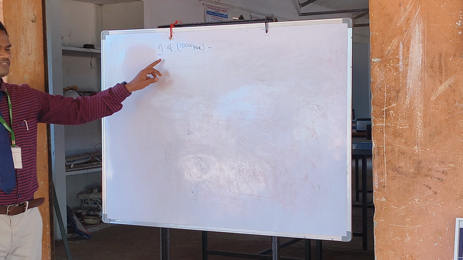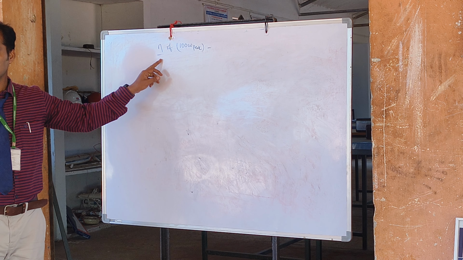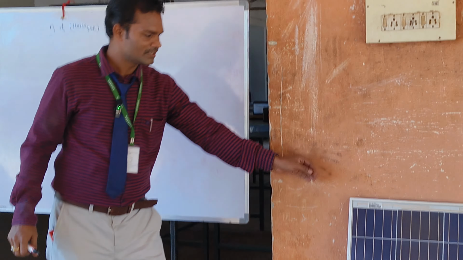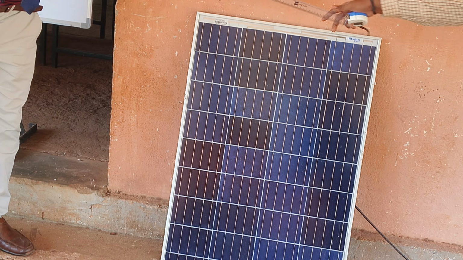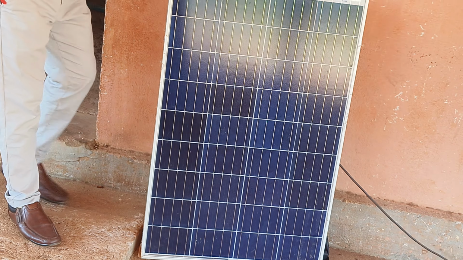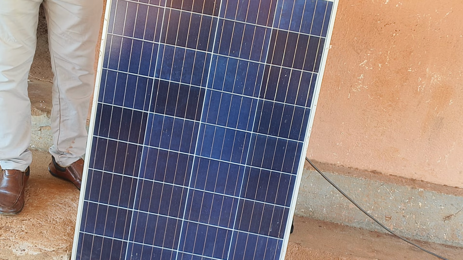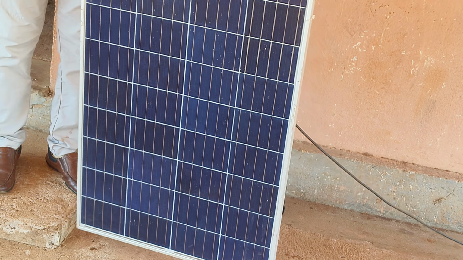Calculate the efficiency of a solar panel, which we have as an experimental part in our lab. So this is the solar panel we have in our experimentation. This is a Sukam manufactured 100-watt panel, and you can see the parameters of the panel.